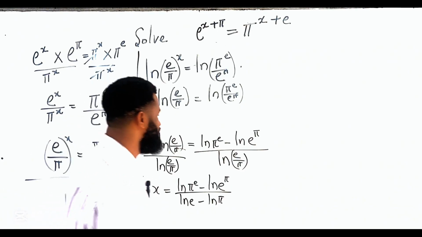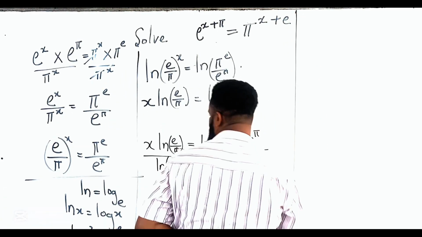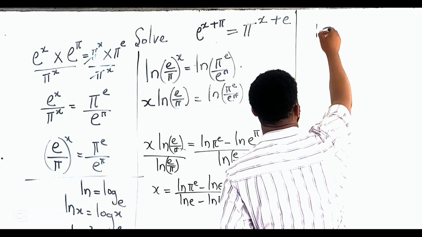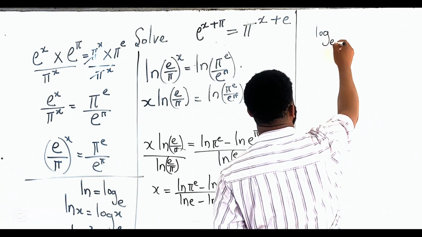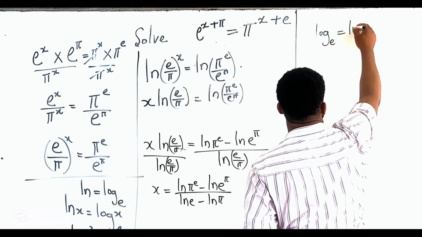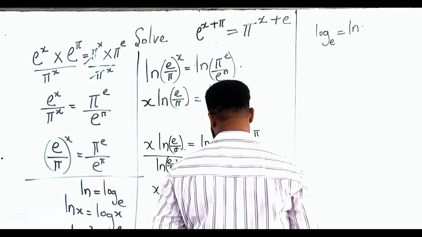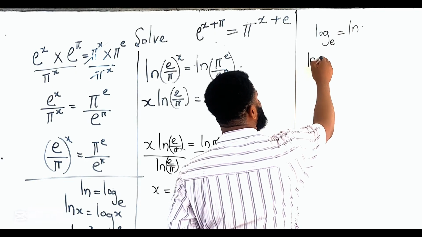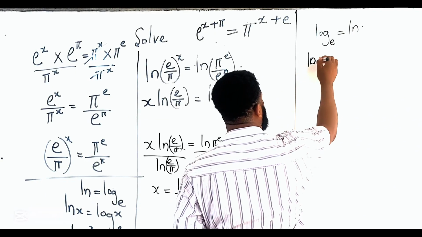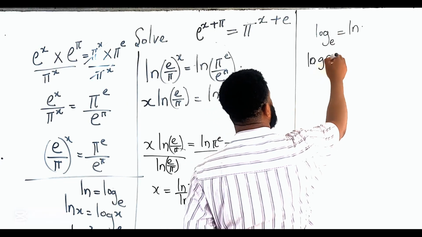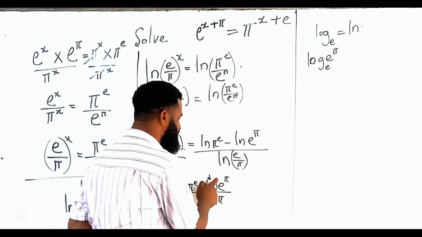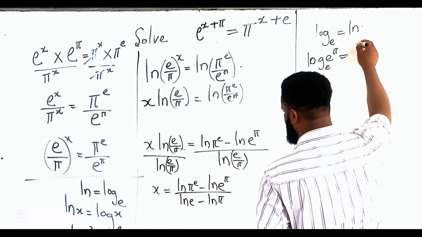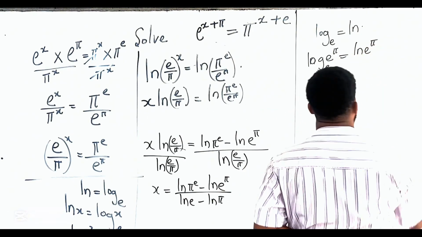I want to show you something. Remember what I told you? If you have log base e, it is the same as ln. Now imagine you have log of e raised to power pi base e. What do you think it will be? Because it's the same thing I'm seeing here. It's still going to be the same thing as ln e to the power pi.